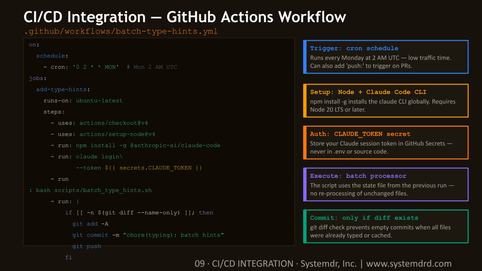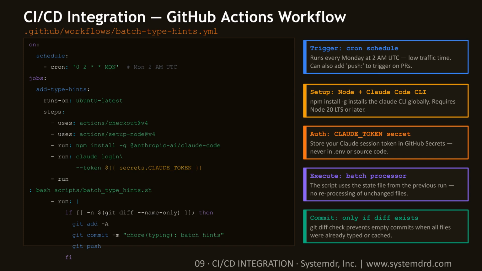The batch processor step runs the full script. Because the state file is committed to the repository as part of the previous run, it is available in the checkout. This is what makes idempotency carry across CI runs. The conditional commit step is elegant. If git diff produces no output, there are no changes to commit, and we skip the commit and push. This prevents your commit history from filling up with empty chore commits every Monday when the codebase has not changed.